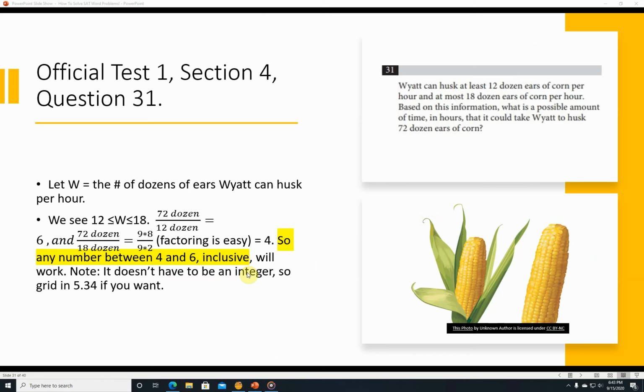Wyatt can husk at least 12 dozen ears of corn per hour and at most 18 dozen ears of corn per hour. Based on that information, what is a possible amount of time in hours that it could take Wyatt to husk 72 dozen ears of corn? So we're going to let W equal the number of dozens of ears Wyatt can husk per hour. We see that 12 is less than or equal to W, which is less than or equal to 18.